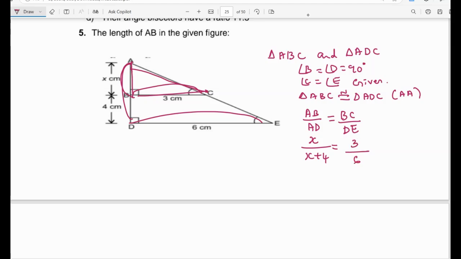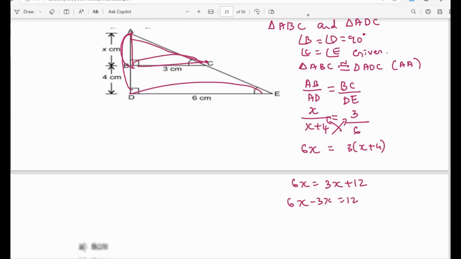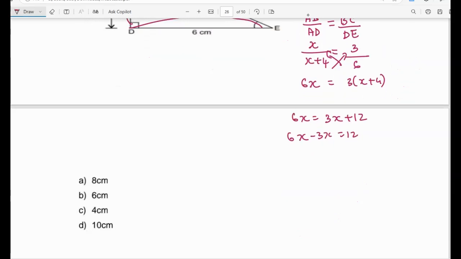So now cross multiplication: 6 into x, if you cross multiply, 3 into x plus 4. Certainly 6x will be, 3 into x is 3x plus 12. So 6x minus 3x is equal to 12. So 3x will be 12, so x will be 12 by 3. So x will be 4.